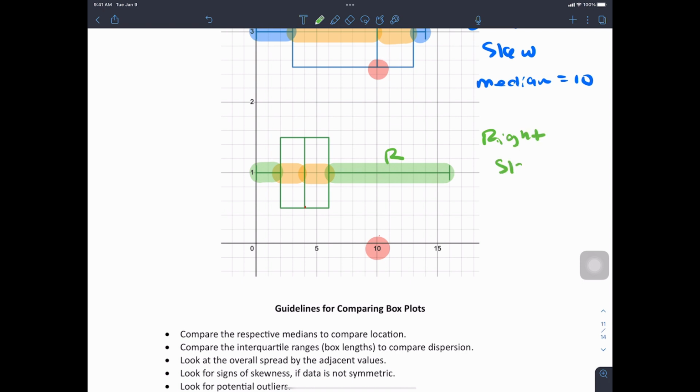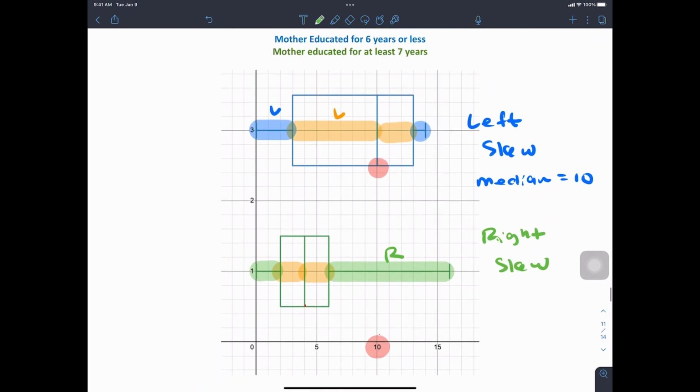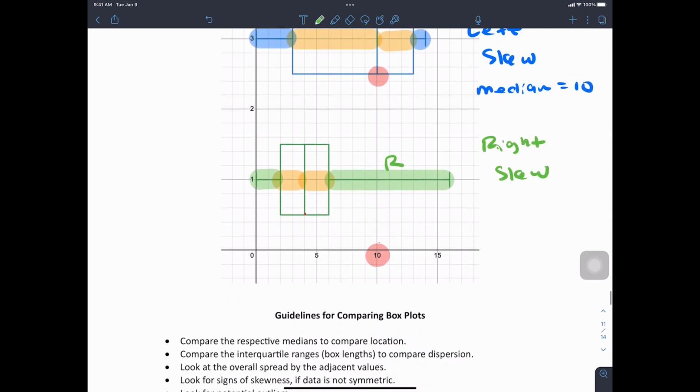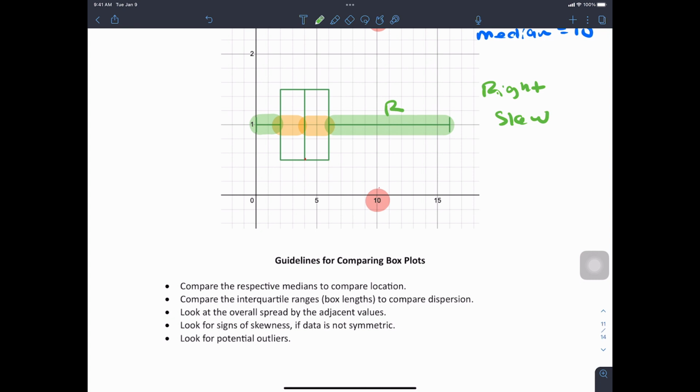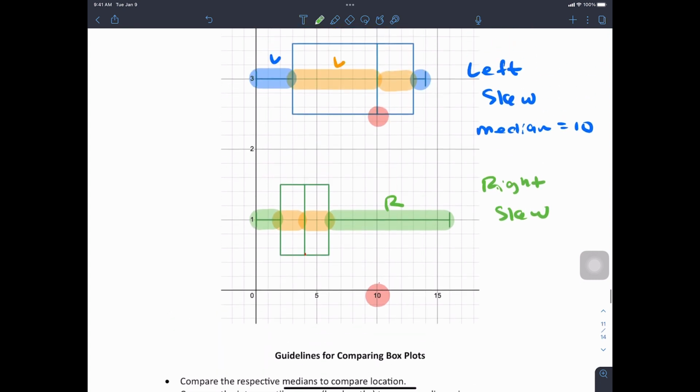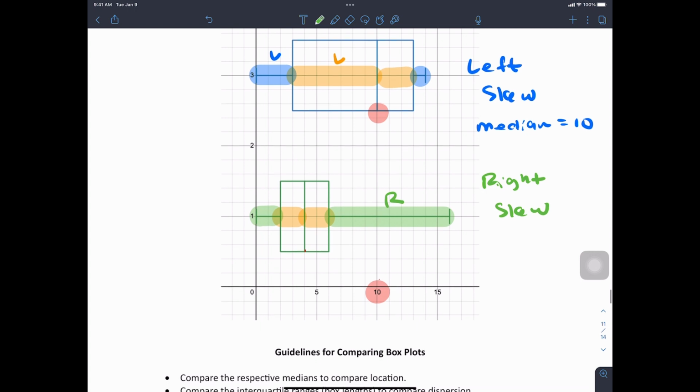Also right skewed. So they both have a right, not also. This is a right skewed distribution. That means most of the data is on the left side. Okay, you guys with me on that?